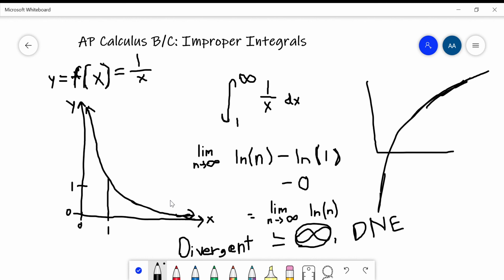So I hope this helped you understand what an improper integral is. I gave a little bit of an introduction to what it does in terms of the integral test, but the integral test is not relevant for this video. Oh, it kind of is to an extent.